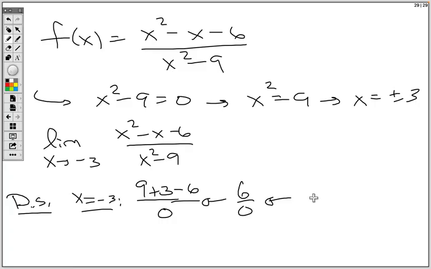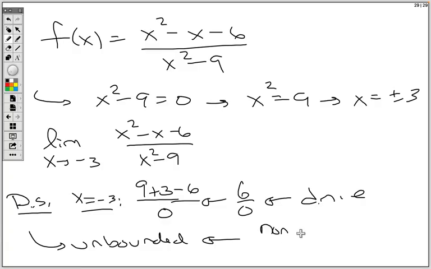So we know right away that this limit does not exist, which means we're going to have some kind of unbounded behavior, which means we're going to have an infinite discontinuity. In other words, a non-removable, infinite discontinuity.